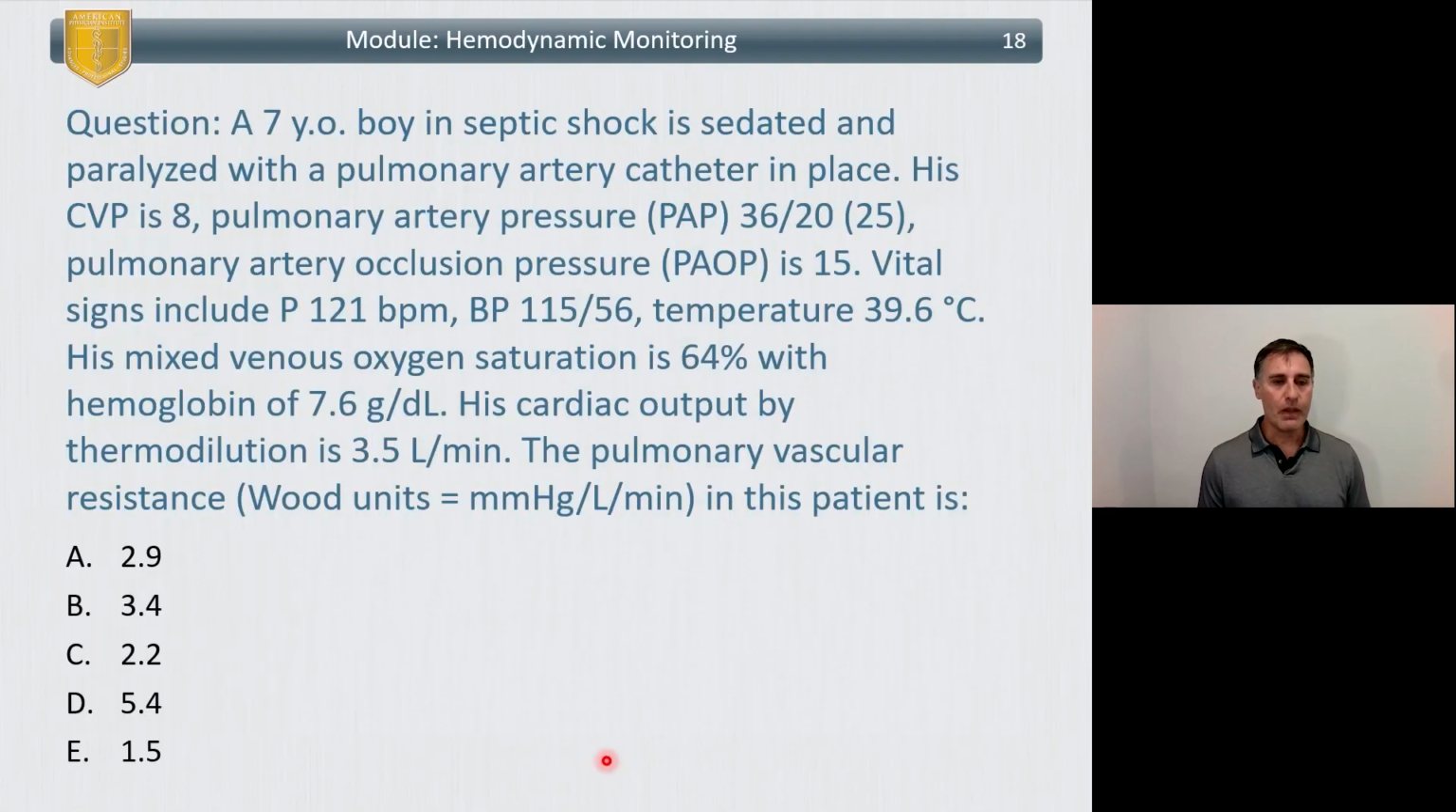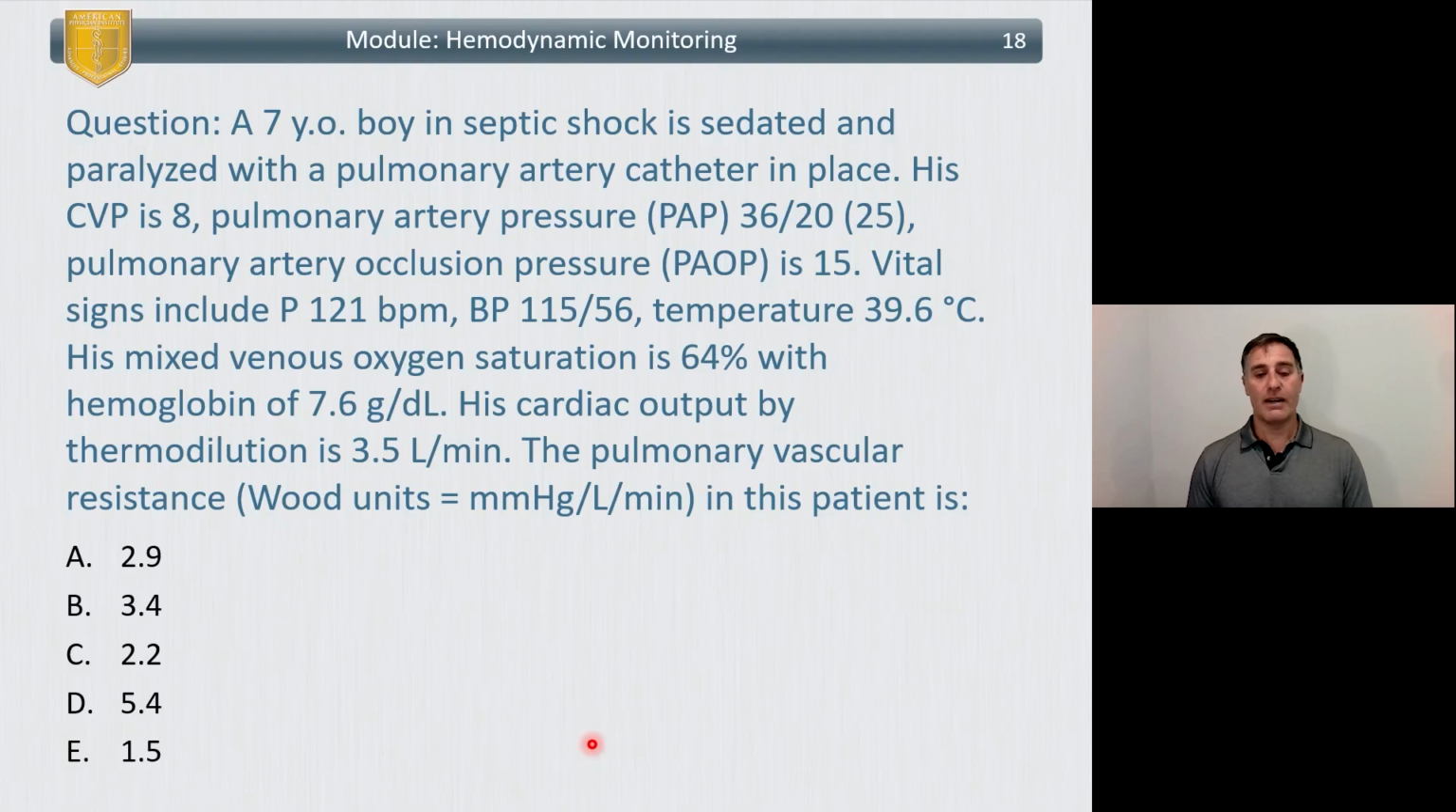Okay, next question. A 7-year-old boy in septic shock is sedated and paralyzed with a pulmonary artery catheter in place. His CVP is 8, his pulmonary artery pressure is 36/20 with a mean of 25. Pulmonary artery occlusion pressure is 15. The vital signs include a pulse of 121, blood pressure of 115/56, temperature of 39.6. His mixed venous oxygen saturation is 64% with a hemoglobin of 7.6. His output by thermodilution is 3.5.